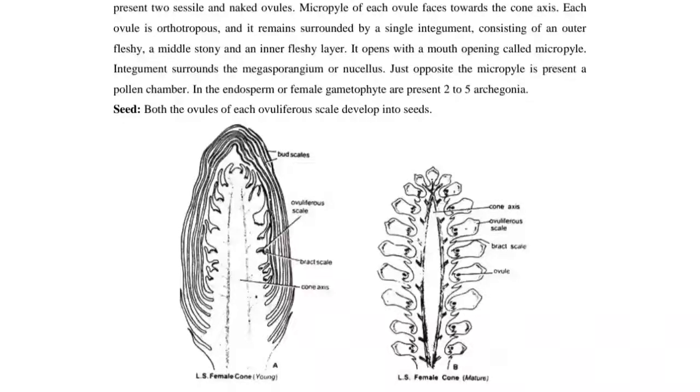An integument surrounds the megasporangium or nucellus. Just opposite the micropyle is present a pollen chamber. In the endosperm of female gametophyte are present 2 to 5 archegonia. Seed. Both the ovules of each ovuliferous scale develop into seeds.